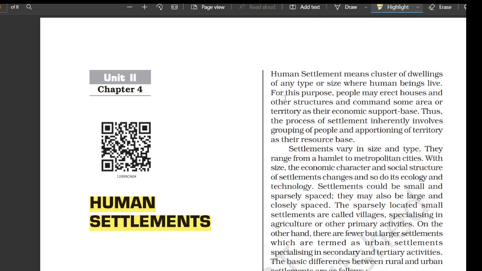Human settlements means cluster of dwellings of any type of size where human beings live. For this purpose, people may erect houses and other structures and command some area or territory as their economic support base. Thus, the process of settlement inherently involves grouping of people and apportioning a territory as their resource base.